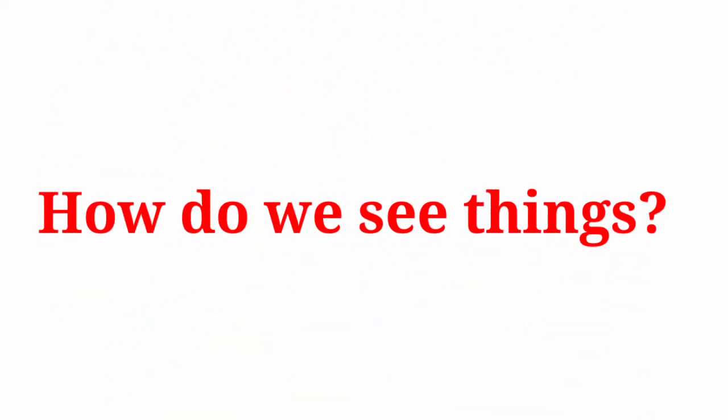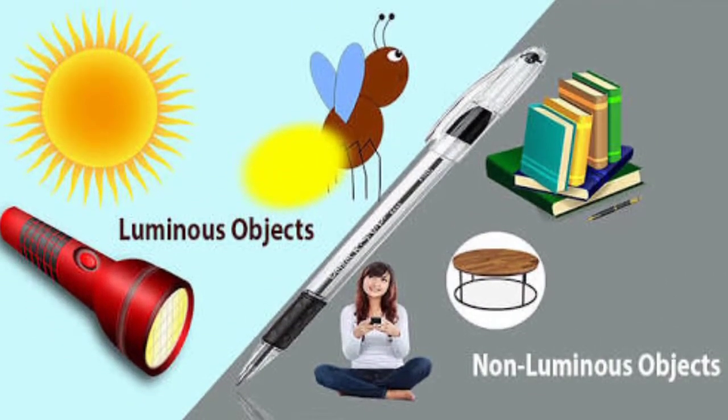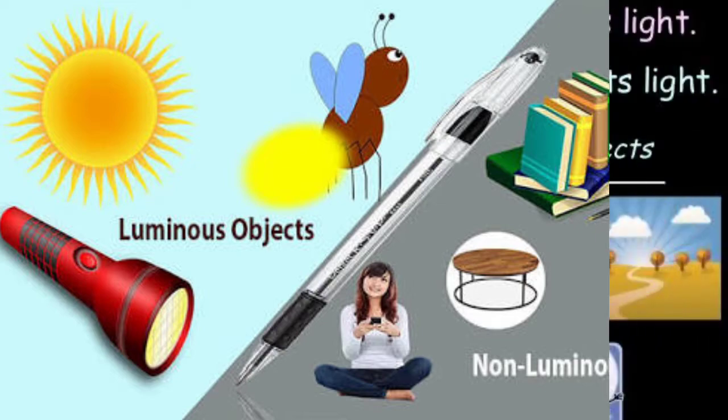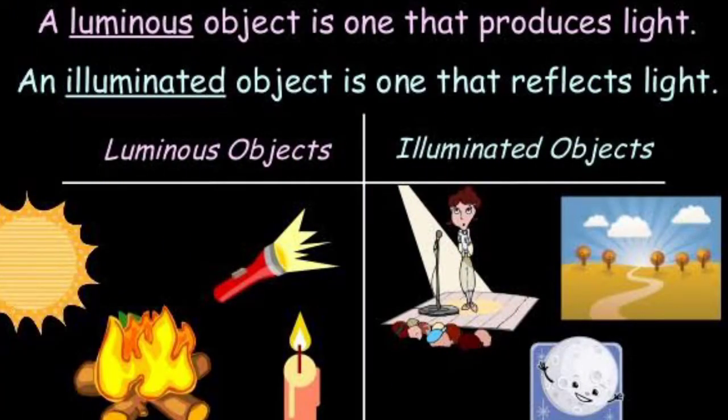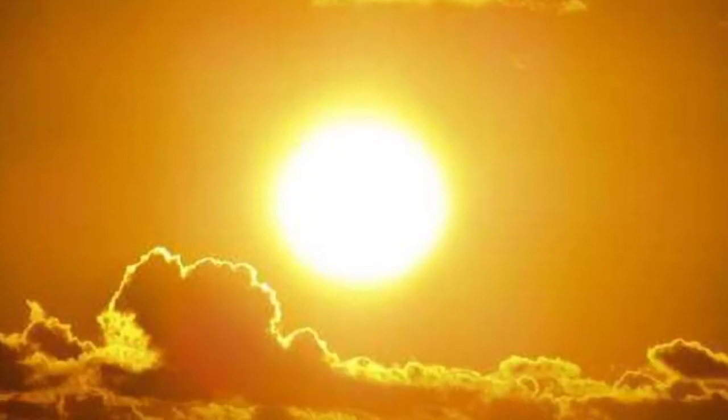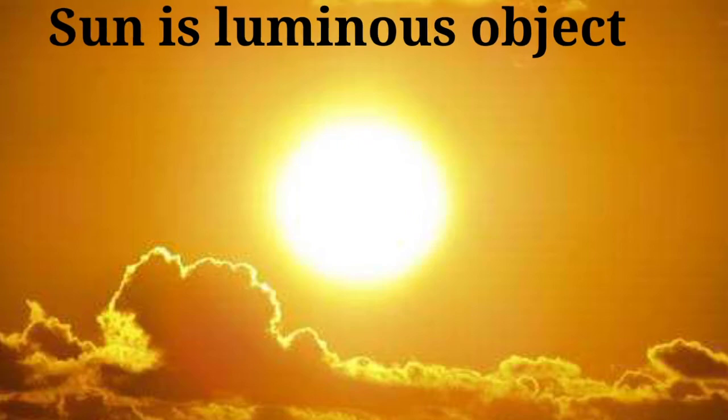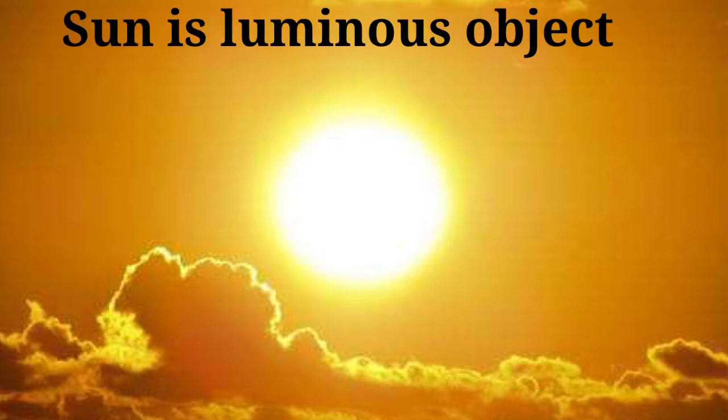Now how do we see things? In the previous classes we already know that there are two kinds of objects, luminous and non-luminous. Luminous objects are the objects that emit light on their own, whereas non-luminous objects do not emit their own light. So luminous objects are sources of light, like the sun. The sun is a luminous object. So we can see the sun because it is luminous, it is a source of light.